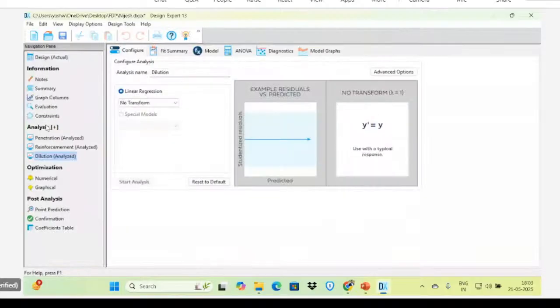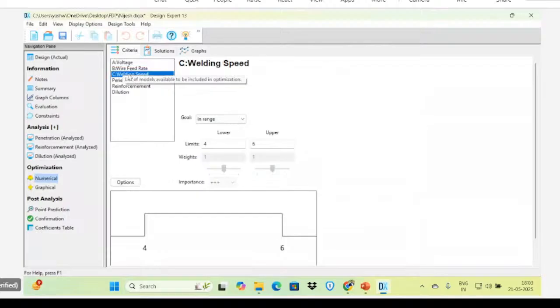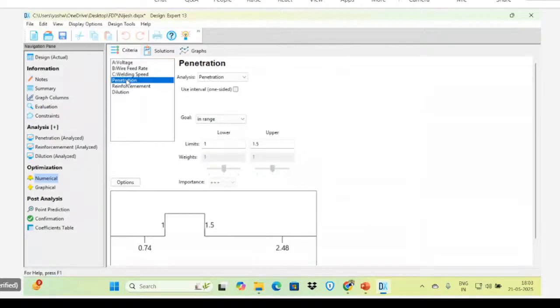So after all the analysis part, we have to do the optimization. Then we have to click on numerical optimization. So all the factors will be coming here: voltage, wire feed rate, and welding speed. These are the input parameters. For these you don't have to set the goal. So what goals do we have to set? That is our criteria, what we want.